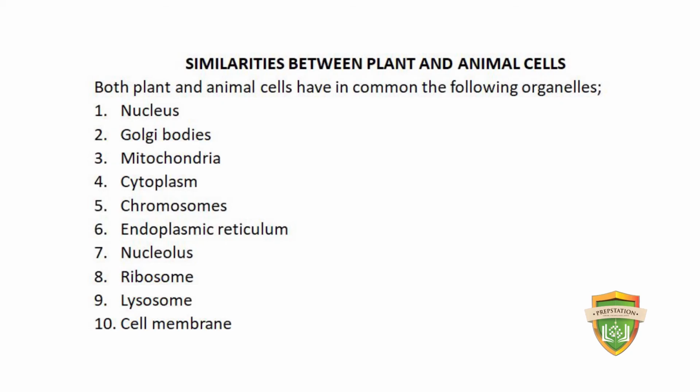So now we have nucleus present in both plant and animal cell. Golgi bodies present also. Mitochondria present, which I said is the powerhouse, the center for aerobic respiration. Cytoplasm is present in both plant and animal cell. Chromosomes present in both. Endoplasmic reticulum present in both. Nucleolus, ribosome, lysosome, and cell membrane are present in both plant and animal cell.